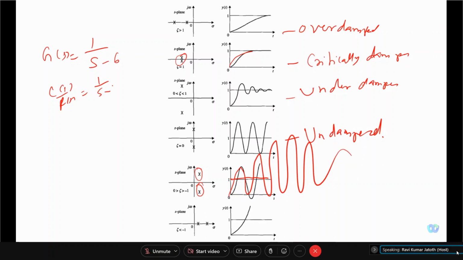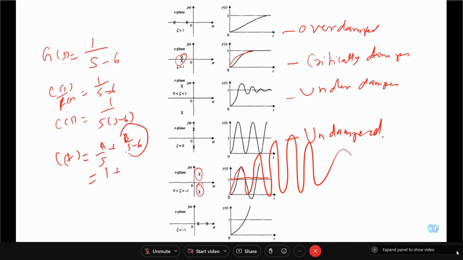Now let us take R of s. You can take impulse response, or unit step response, no problem: 1 by s into (s minus 6). So what is C of t? It is a by s plus b by s minus 6. Here, unit step means you will get 1, and here what do you get? The inverse Laplace transform of 1 by s minus 6 and 1 by s plus 6.